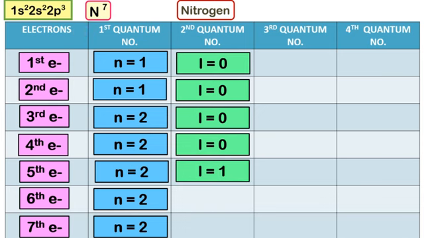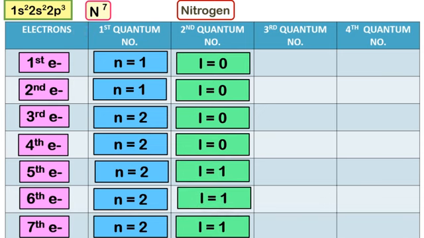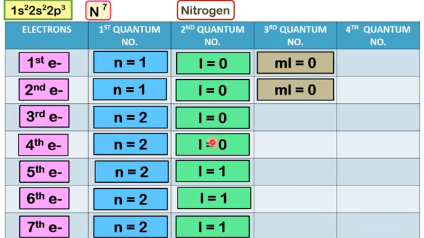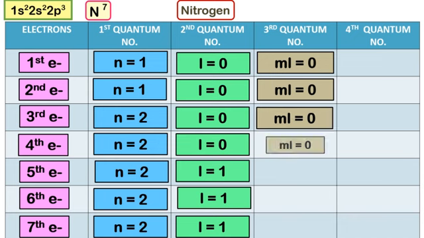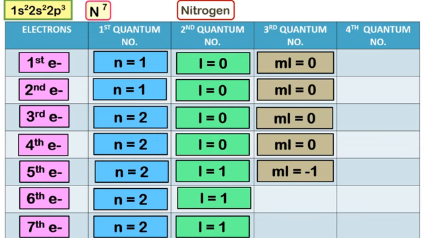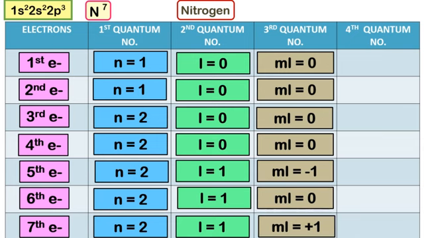So L is equal to 1, L is equal to 1, L is equal to 1. So if L is equal to 0, ML is equal to 0. So there are equivalent values of ML for the values of L. Now, in the 2p3, we have p orbital, that's why L is equal to 1. So you have to use the integers now starting from negative 1, followed by 0, and then positive 1.